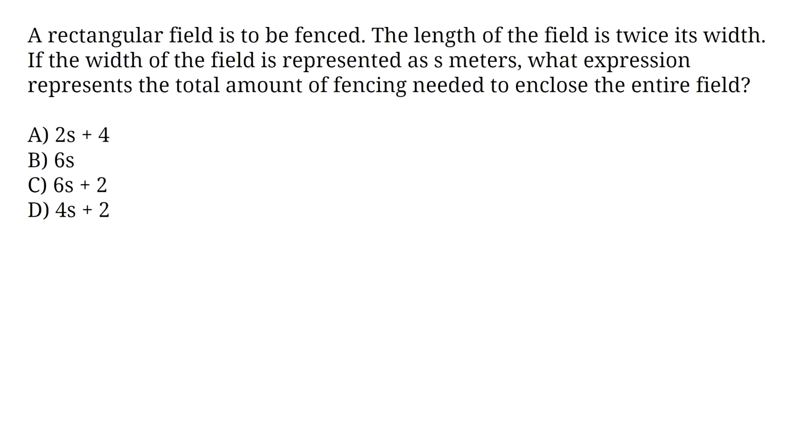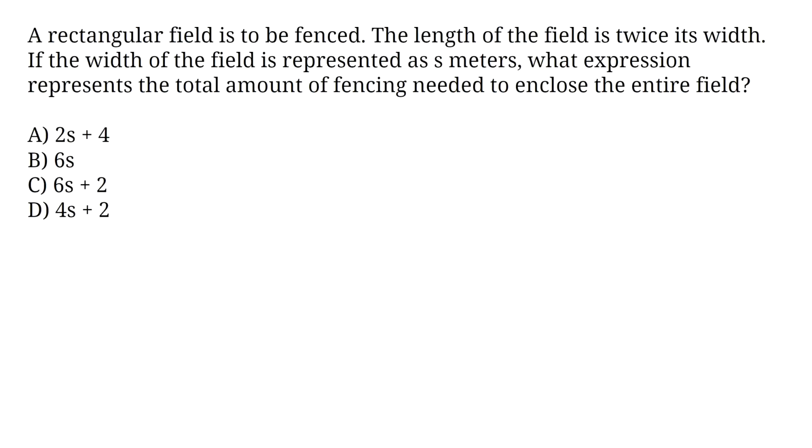A rectangular field is to be fenced. The length of the field is twice its width. If the width of the field is represented as S meters, what expression represents the total amount of fencing needed to enclose the entire field? A. 2S plus 4. B. 6S. C. 6S plus 2. D. 4S plus 2. Questions in which the answer is an expression are also common on the GED.